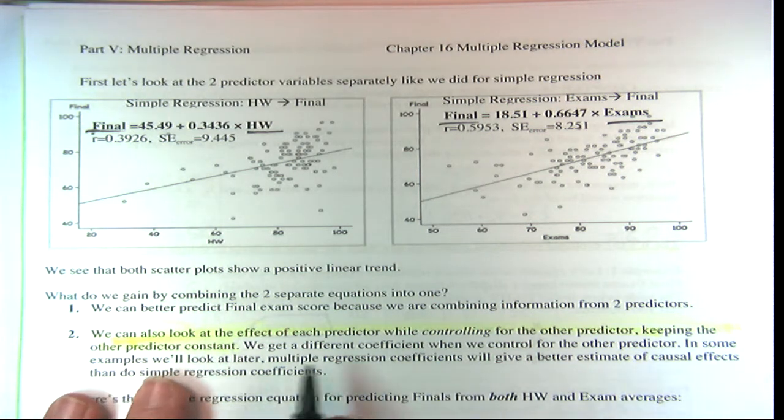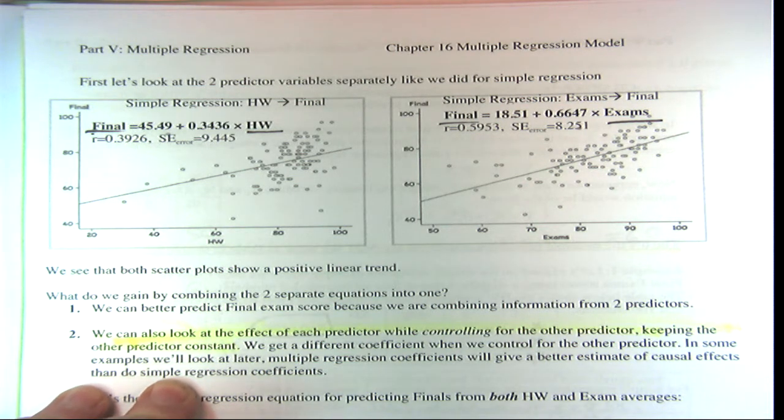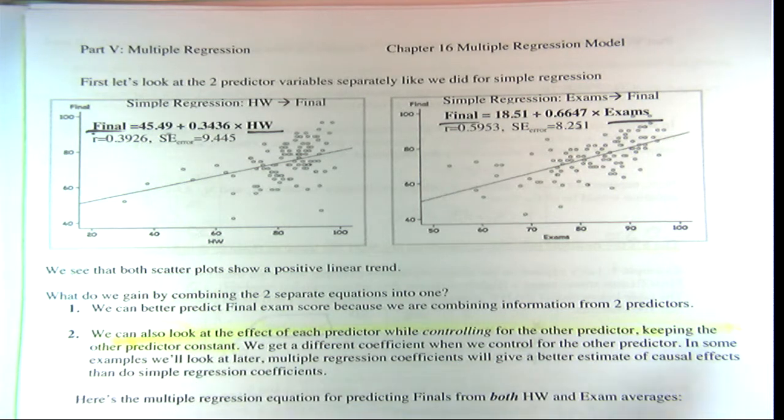But now, what are we going to do? We're going to say we get a different coefficient when we control for the other predictor. And we certainly do. Once we put gender into that equation, that huge negative slope that said the bigger your foot, the fewer shoes you had, just completely disappeared. We got something different. Okay.